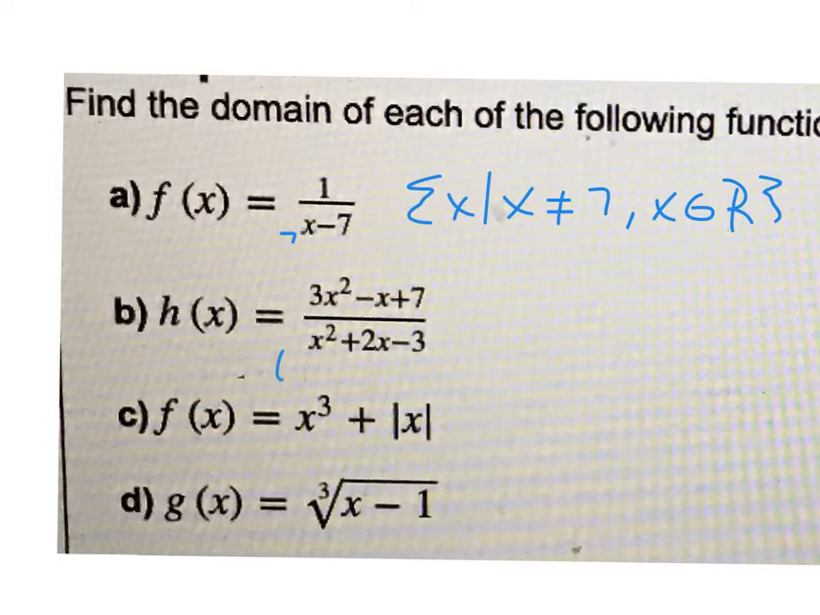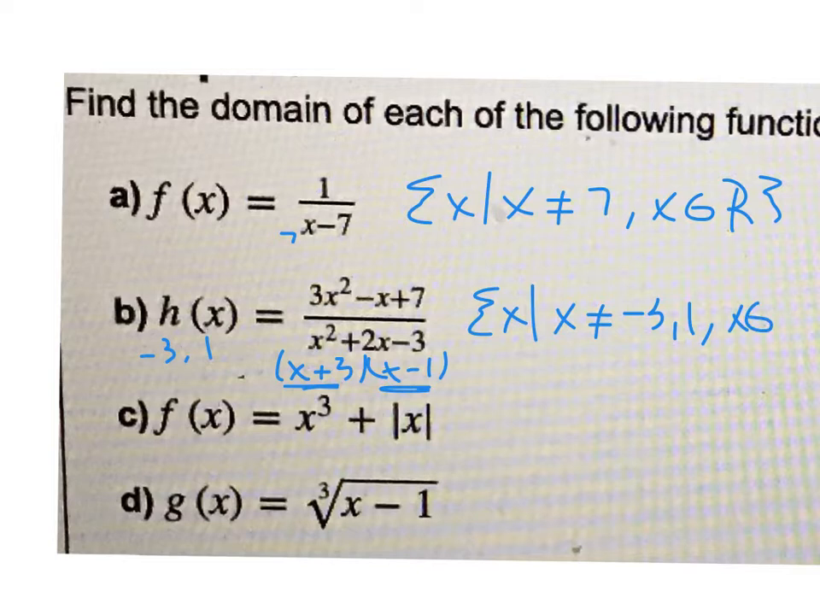The second one, you can factor this denominator. You could say x plus 3, x minus 1. And when you factor that one, it gives you two numbers x cannot be. X can't be -3 because that would make that 0. X cannot be +1 because it would make that 0. So I'm going to say the domain is all x except for -3 and 1, and x is real. So x can be all real numbers except for 1 and -3. Again, domain means what are you allowed to input for x? That's what your domain is. So you can put anything in except for 7 on the first one and except for -3 and 1 on the second one.